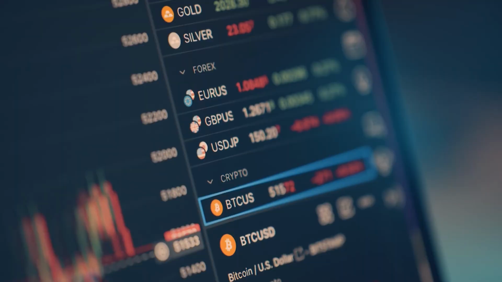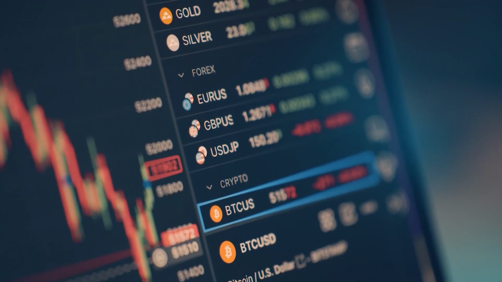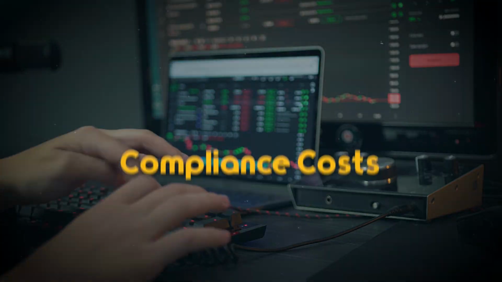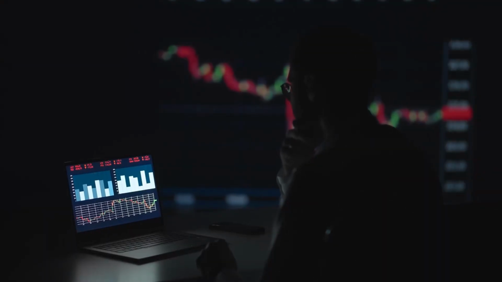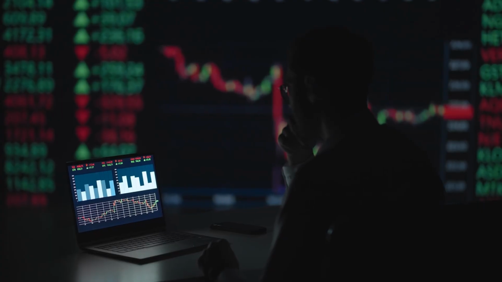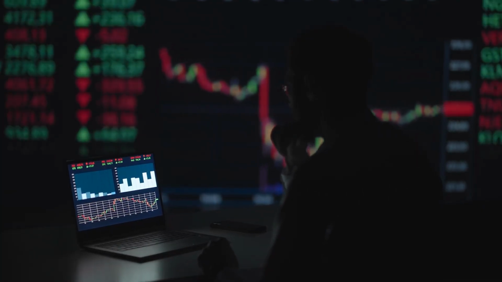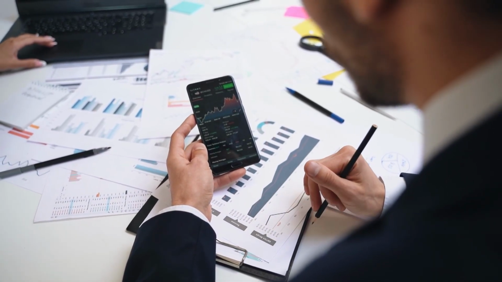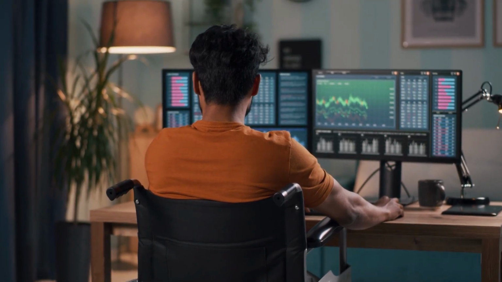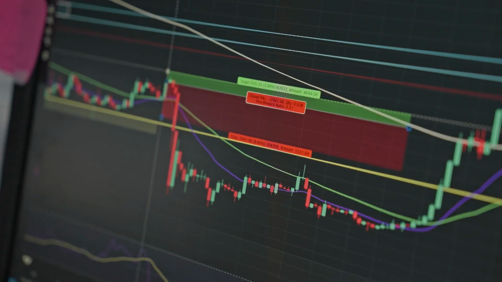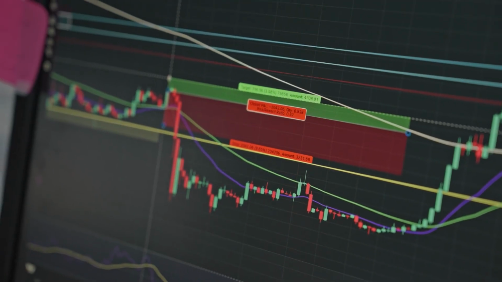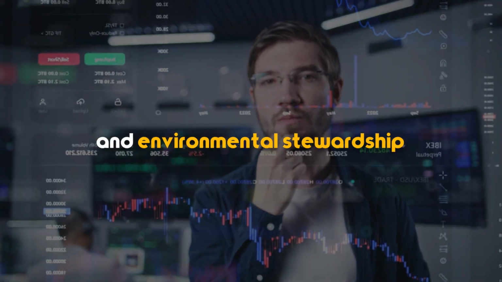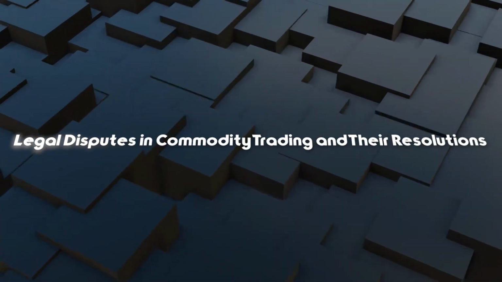Commodity prices. Environmental or production restrictions can reduce supply, raising prices, while regulations encouraging production can have the opposite effect. Compliance costs. Stricter regulations increase compliance costs, which can consolidate the industry as smaller participants struggle to compete. Innovation and adaptation. Environmental regulations promote eco-friendly extraction technologies, while transparency requirements drive advancements in tracking and reporting. Regulatory adjustments, while challenging for market participants, are essential for ensuring stability, fair competition, and environmental stewardship. Legal disputes in commodity trading and their resolutions.